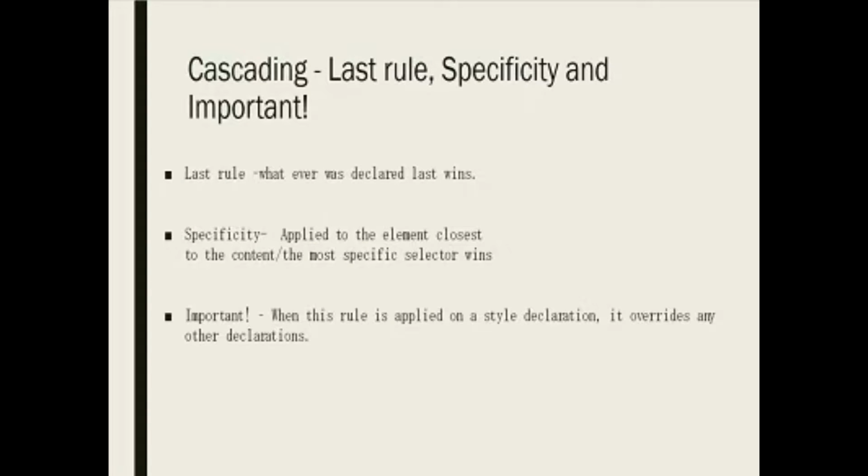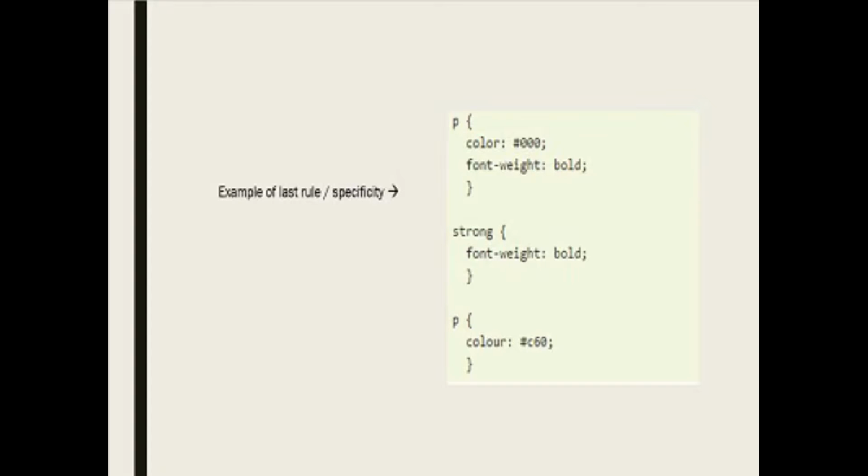Cascading: last rule, specificity, and important. Last rule: whatever was declared last wins. Specificity: applied to the element closest to the content, the most specific selector wins. Important: when this rule is applied in a style declaration, it overrides any other declarations. Here is an example of last rule specificity.